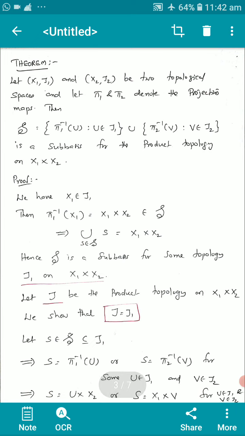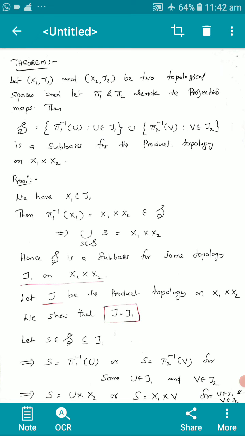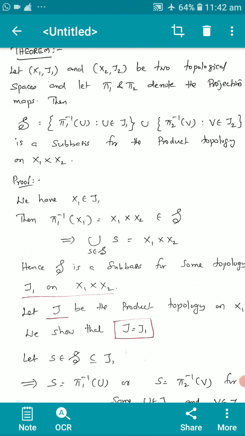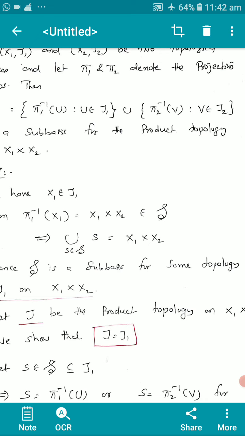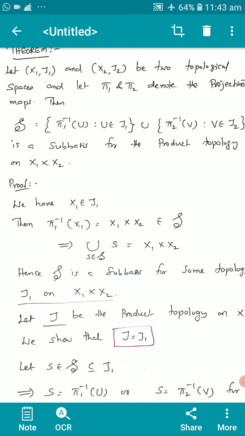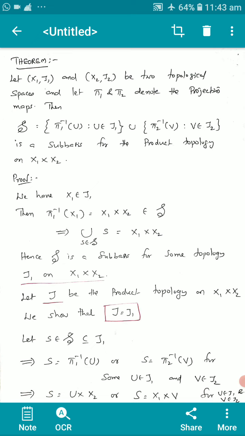Next theorem. Let x1 tau1 and x2 tau2 be two topological spaces, and let pi1 and pi2 denote the projection maps. Maps in the sense I told you yesterday, that the map is a continuous mapping. Then S, what is S? The collection of pi1 inverse U such that U is an element of tau1, union the collection of pi2 inverse V such that V is an element of tau2. That is, this S is actually a sub-basis for the product topology on x1 cross x2.